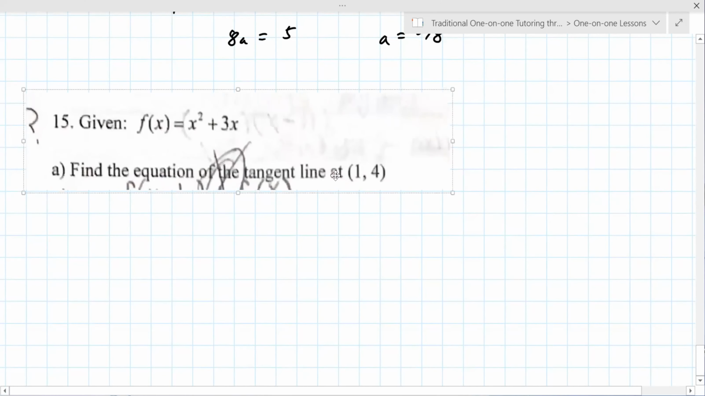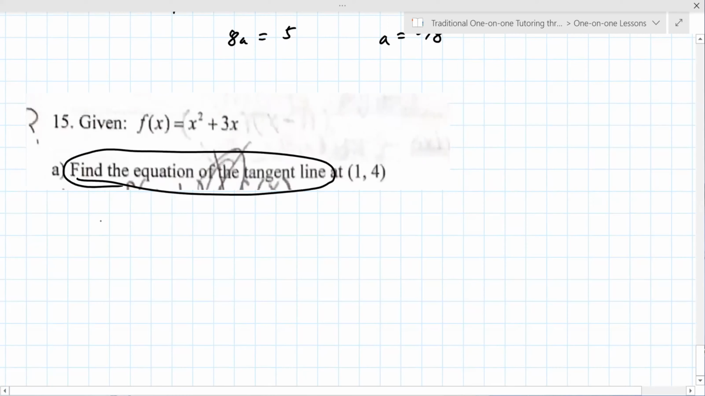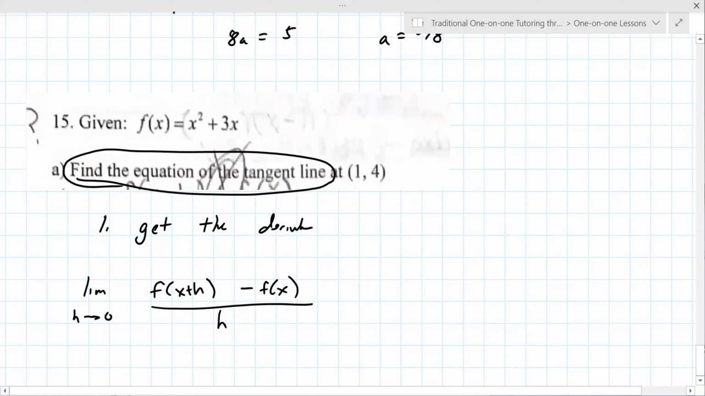Okay. Find the equation of the tangent line. So encoded in this right here is the following. Take the derivative. I had the equation wrong, so that kind of messed me up, and we're going to know it really well after tonight's lesson: f of x plus h minus f of x all over h.